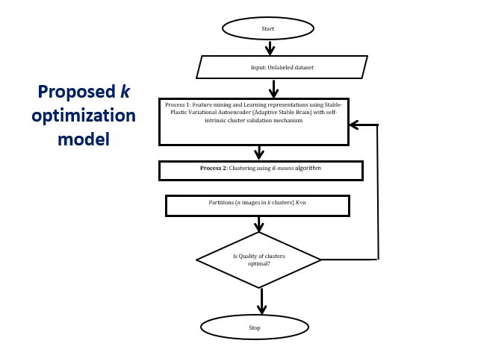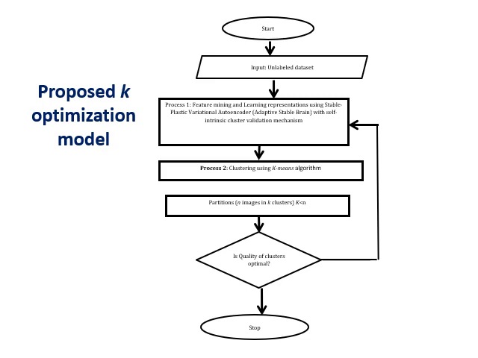After that, it generates a hint of the value of K, which we input into the K-means clustering algorithm, which generates the clusters. And we ask ourselves, is the quality of clusters optimal? If yes, it stops. If no, it goes back and the process is repeated until we get good quality clusters.